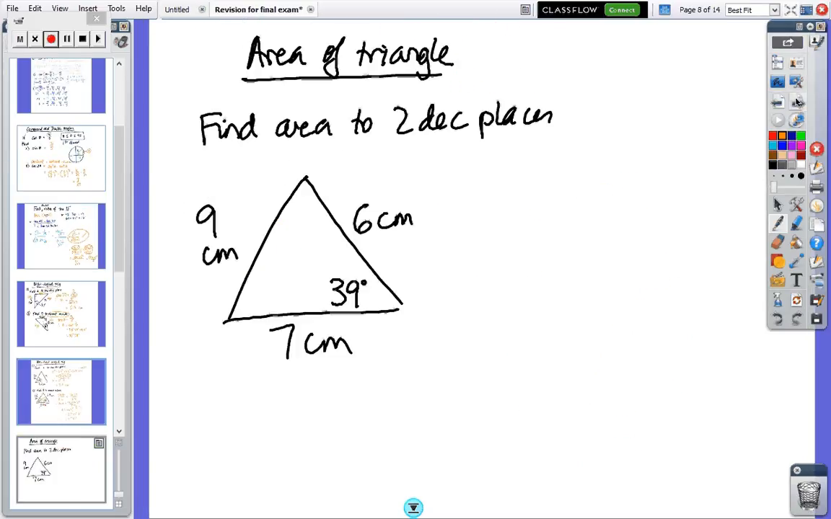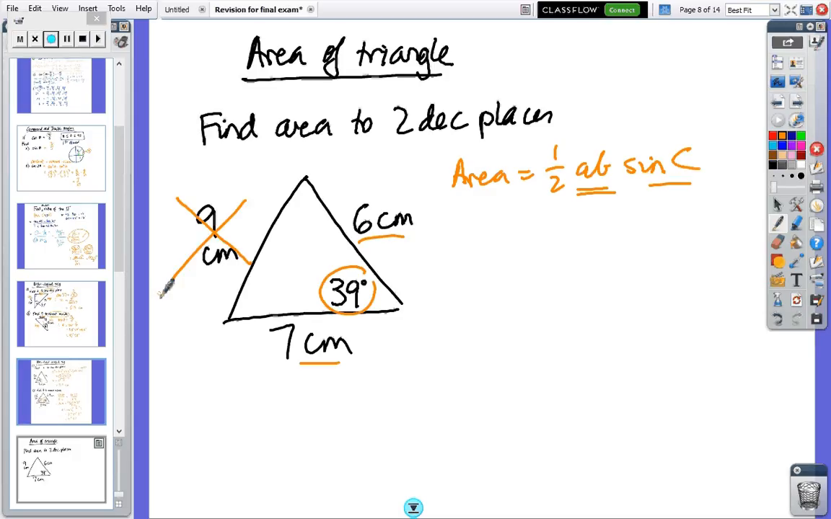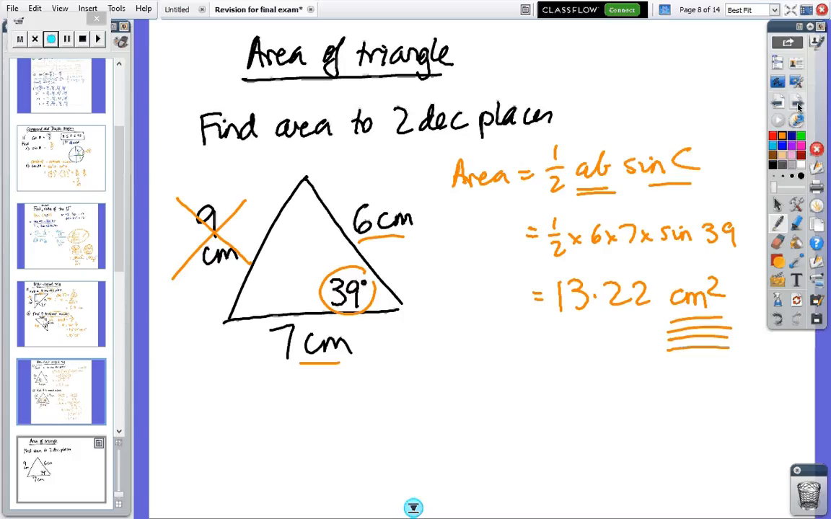Okay, moving on. Area of a triangle. Find the area to two decimal places. Pause, and when you're ready, come back. Okay, area equals half ab sine C. So you've got two sides and the included angle, two sides and the included angle. So that number you don't use. So we've got a half times 6 times 7 times sine 39. So just put it in your calculator. And we want two decimal places, so it's 13.22 centimetres squared. Don't forget the units, you will be penalised otherwise.